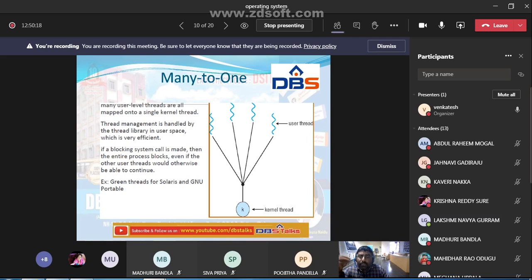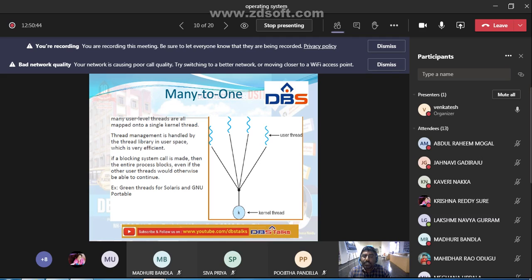One more thing: if a blocking system call is made, then the entire process blocks, even if the other user threads would otherwise be able to continue. If one of the threads fails, the remaining threads take over its execution. Why? Because many user threads are there and only one kernel thread; all the user threads are executed by the single kernel level thread. This is many to one.